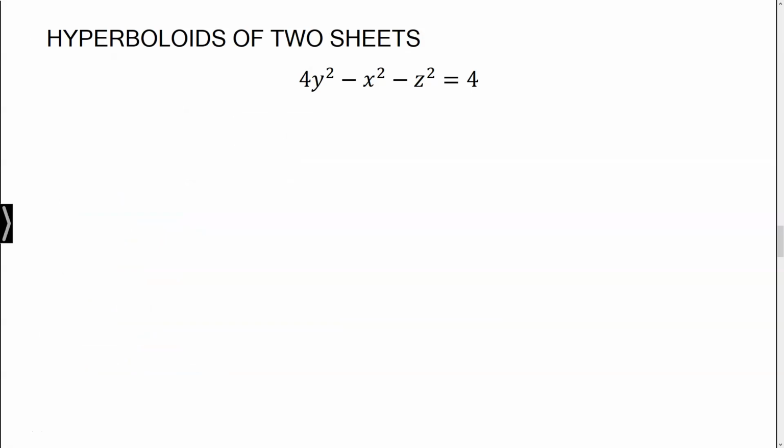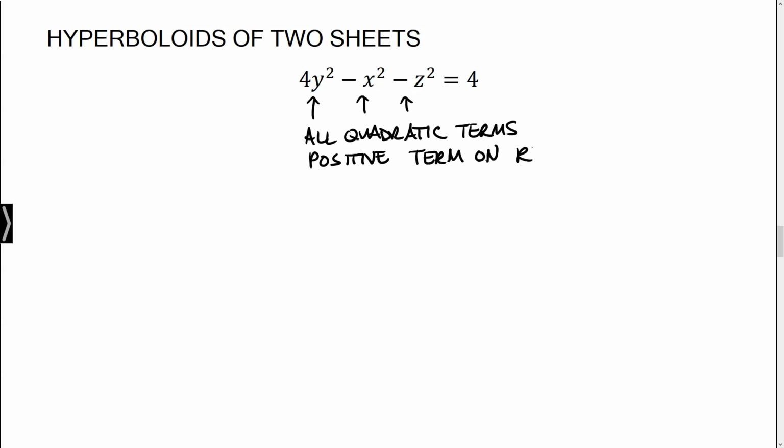All right, so that brings us to the hyperboloid of 2 sheets. So what's the difference between 1 sheet and 2 sheets? How do you tell the difference? So again, look at our 3 terms here. We've got all quadratic terms. Again, we want to get the positive term on the right. But now look at the signs. Whereas before we had exactly 2 positive terms and 1 negative, here we have exactly 2 negative terms and 1 positive. So that's the difference. 2 positive and 1 negative, it's 1 sheet. 2 negative, 1 positive, it's 2 sheets.